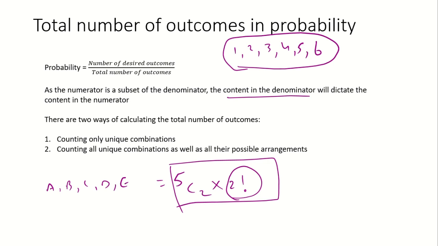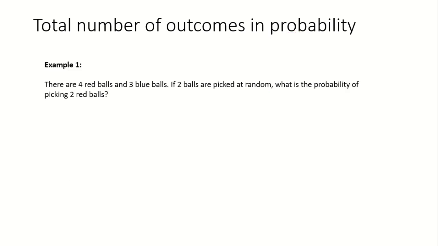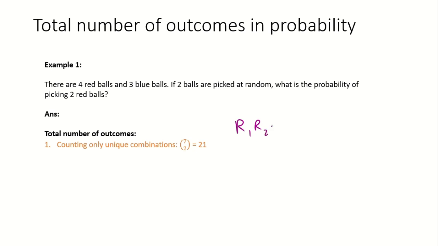So let's see how we can use this in probability. Say there are 4 red balls and 3 blue balls. If 2 balls are picked at random, what is the probability of picking 2 red balls? Now, calculating the total number of outcomes using the first method, counting only unique combinations. There are 7 balls, let's say R1, R2, R3, R4, B1, B2, and B3. These are the 7 balls.